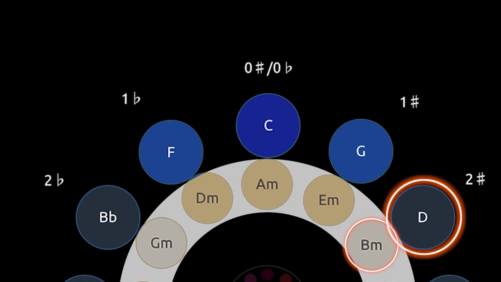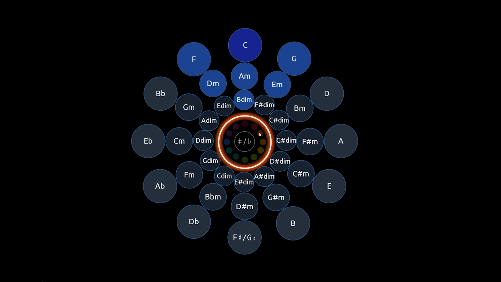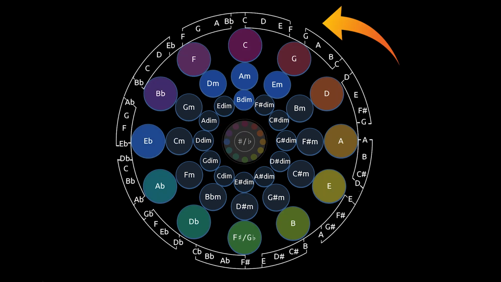And now to the most fascinating thing. By clicking this button in the center, we can add some colors to the outer ring and see the note sequence of each scale, always starting from the tonic.